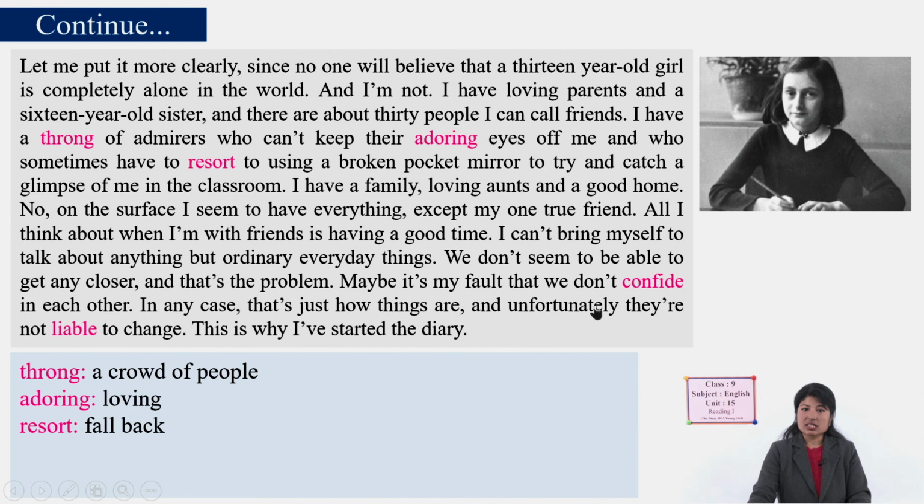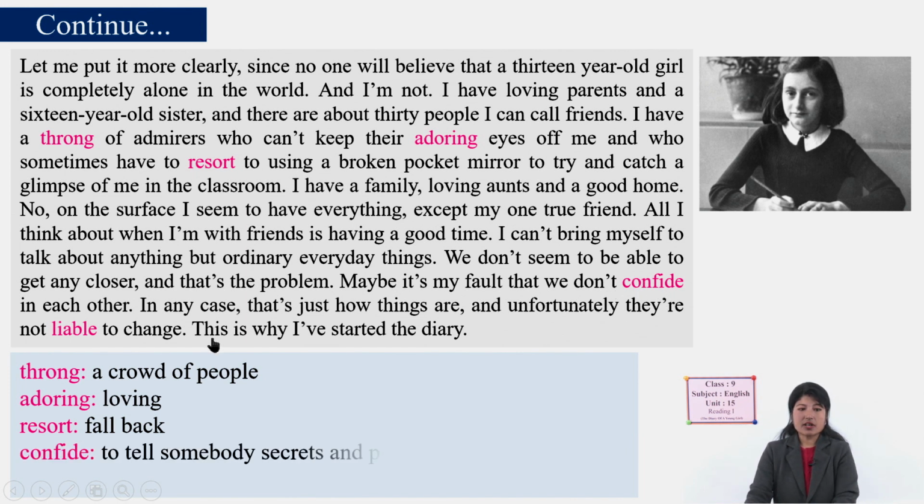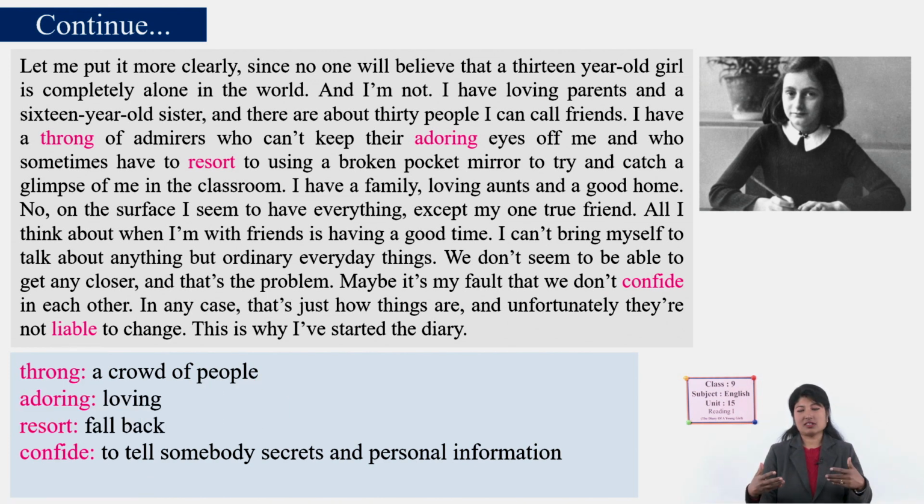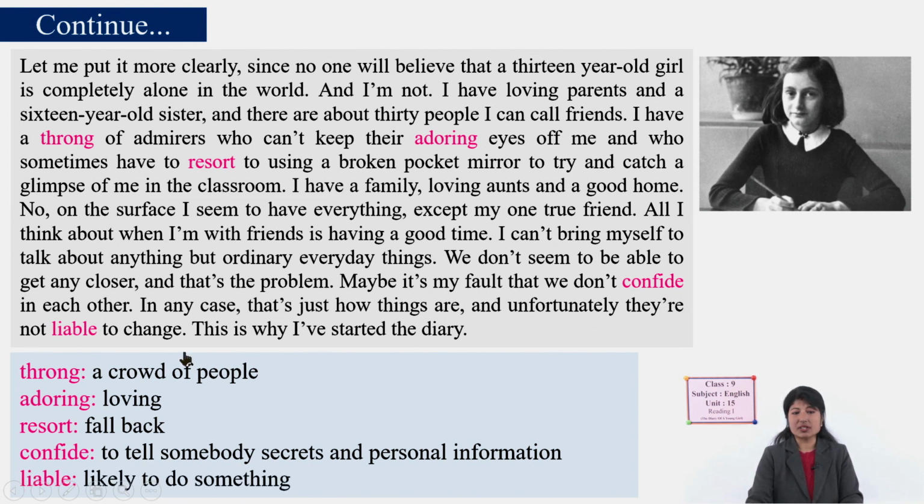Maybe it's my fault that we don't confide. Confide means to tell somebody secrets and personal information. So she wanted a partner, a friend, with whom she could share even her secrets. She wanted that type of friend in each other. In any case, that's just how things are, and unfortunately, they are not liable. Liable is likely to do something to change, and her friends were not ready to change for her. This is why I have started the diary. That's why she started writing a diary. The main reason is she did not have a true friend with whom she could share her feelings and everything.